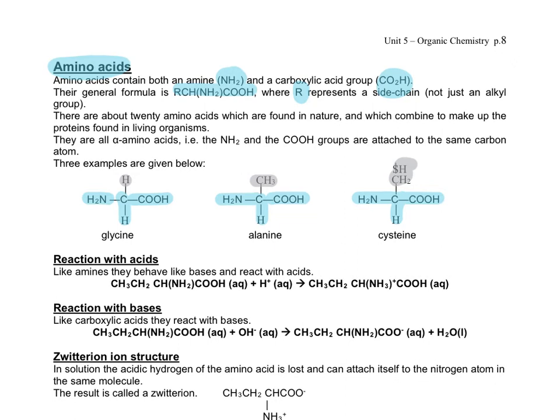We describe these as alpha amino acids, and there's about 20 different ones that are found in nature, and they will combine to make up proteins, so they're like the building blocks of life. You need to know how they'll react.